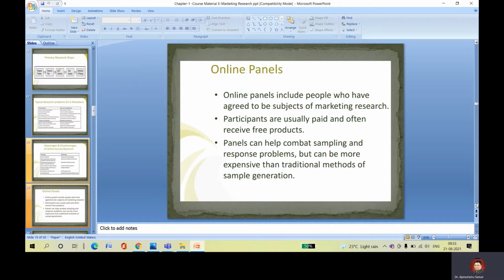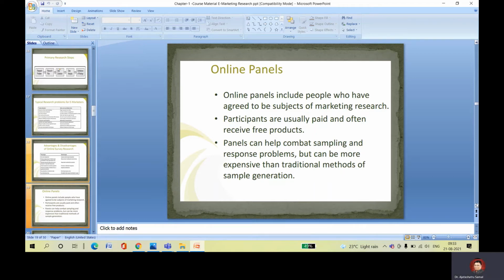Online panels. An online panel includes people who have agreed to be subjects of marketing research. Participants are usually paid, often receive free products. Panels can help combat sampling and response problems, but can be more expensive than traditional methods of sample generation, because it's all online panels.